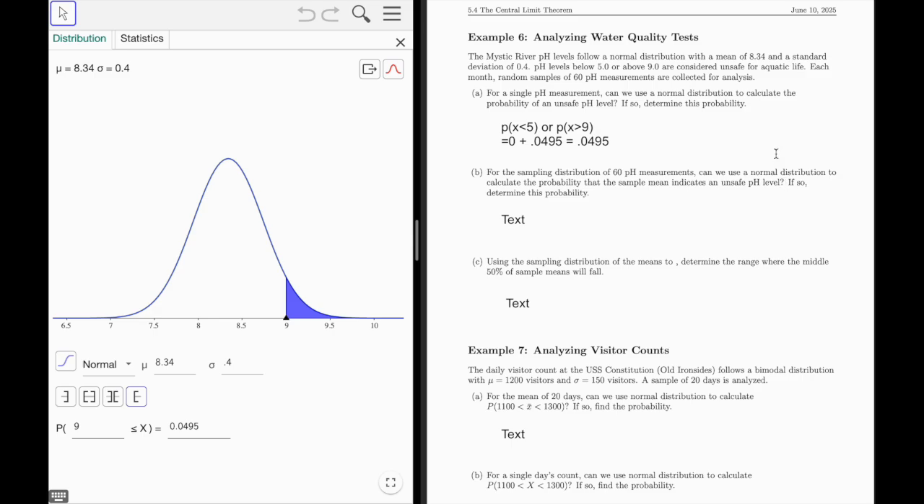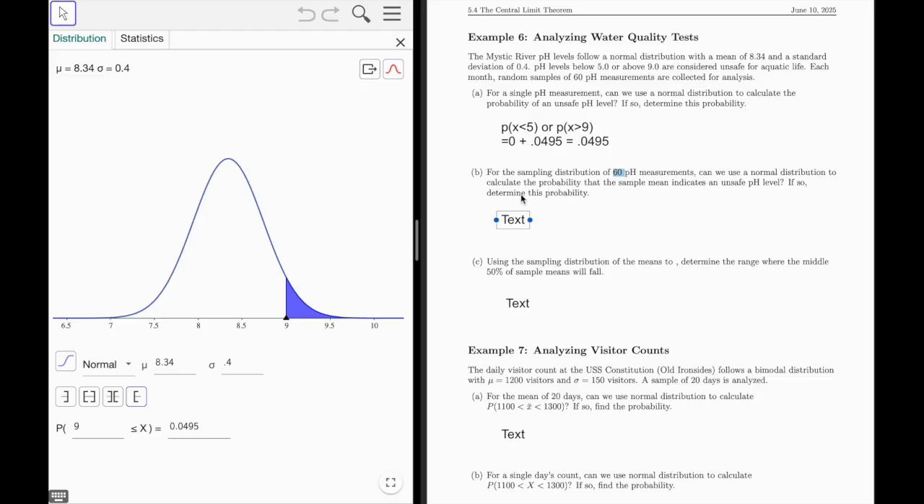It's randomly picked. The samples are independent. It's the same sample sizes over and over again. That's 60. And the underlying distribution is normal. So we're not concerned about sample size, but even if we were, the sample size is big enough. It's bigger than 30. So we can use the central limit theorem here and use the normal distribution.